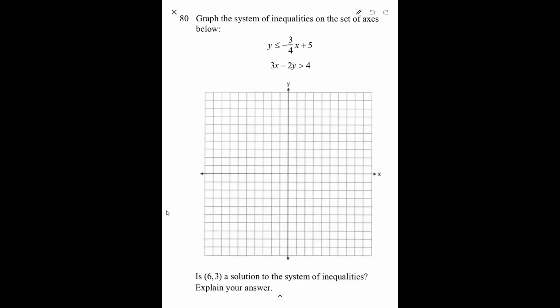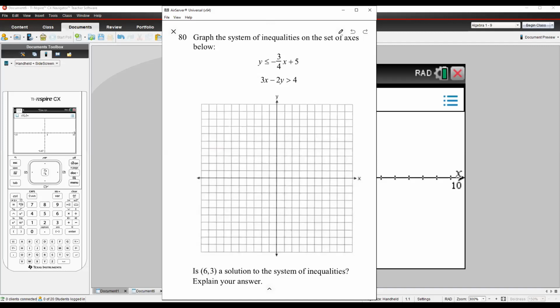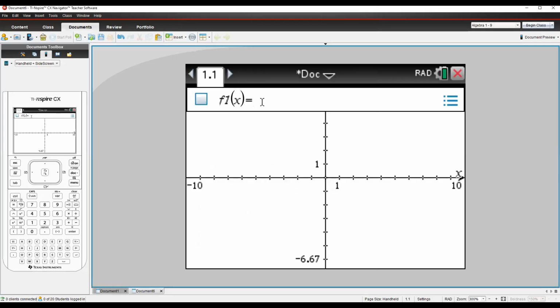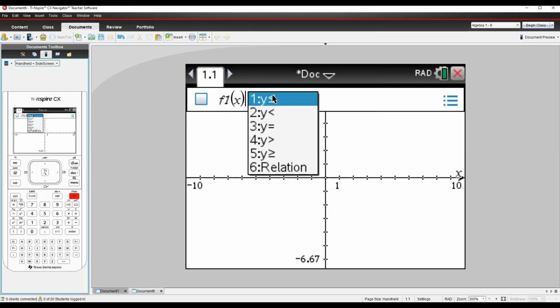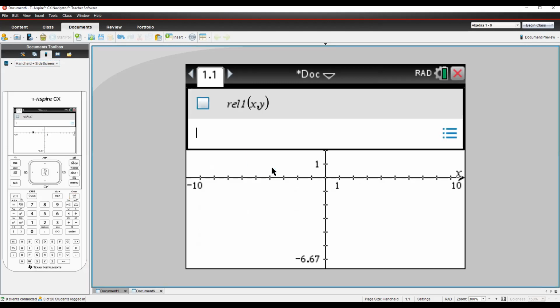Okay, so here's what I'm going to do. I'm going to use the calculator now. Let me go get it. This is in function mode. In order for us to graph, we've got to put it in relation mode. So all you do is delete the equal sign, and then you'll see all these inequalities. Choose option 6, because that's the easiest. Now all you're going to do is type in the inequality.